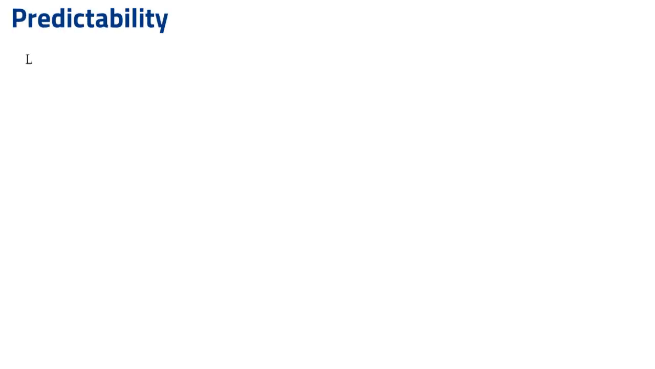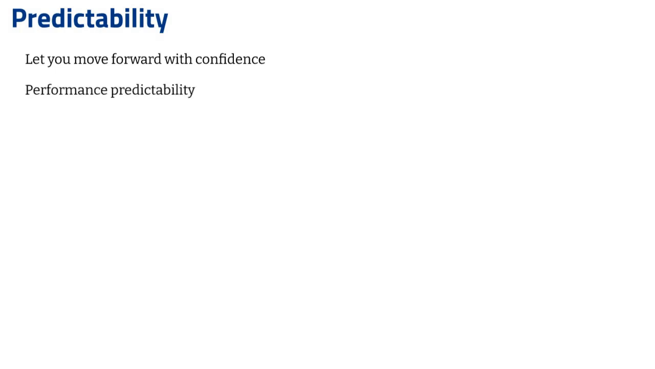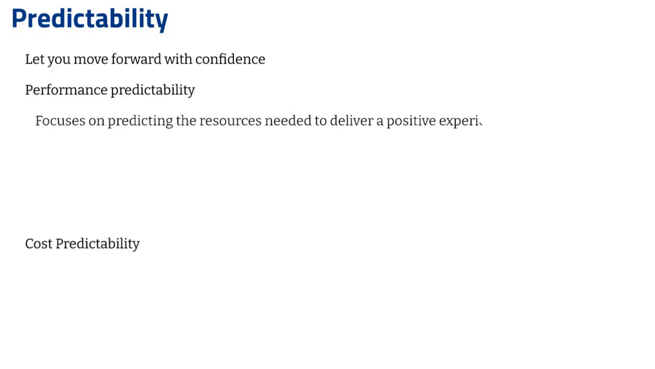Predictability in the cloud lets you move forward with confidence. Predictability can be focused on performance predictability or cost predictability. Both performance and cost predictability are heavily influenced by the Microsoft Azure well-architected framework. If you deploy a solution built around this framework, you will have a solution whose cost and performance are predictable. Performance predictability focuses on predicting the resources needed so that you can deliver a positive experience for your customers.